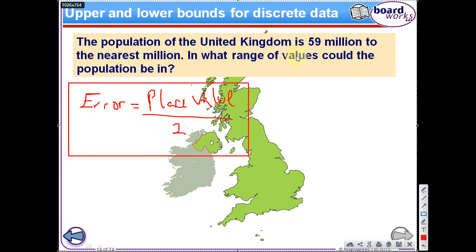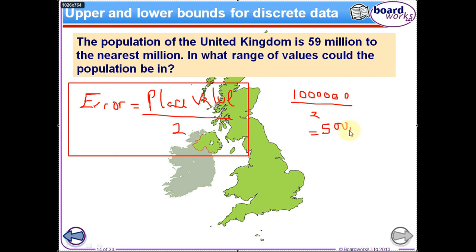So for example, now this says to the nearest million. So the place value there is million, and that is 1 million. 1 with how many zeros? With 6 zeros. That is million, okay? So 1 with 6 zeros, that's million. So the place value for this question is 1 million. So the error there will now be 500,000, because error is always place value divided by 2. Okay, so 500,000. So guys, don't forget.